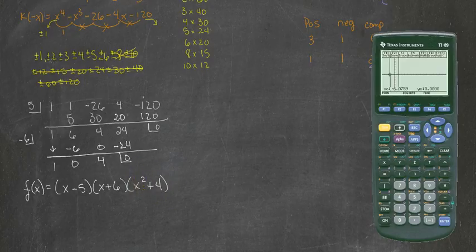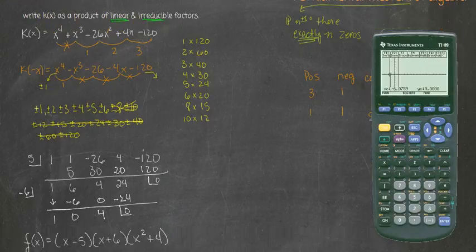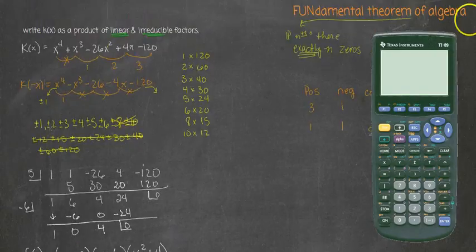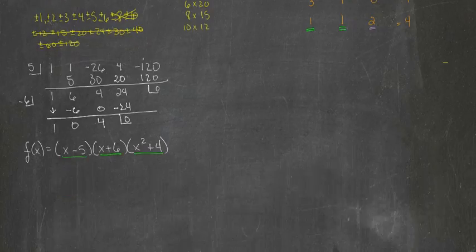And this is the instruction I was given, which was to write k of x as a product of linear and irreducible factors, and that's exactly what I have. This is a linear factor, this is a linear factor, and this factor can't be reduced any farther. So it's looking like what I have is the solution type listed here in the second row. I have a positive 0, a negative 0, and now I have to find two complex zeros.